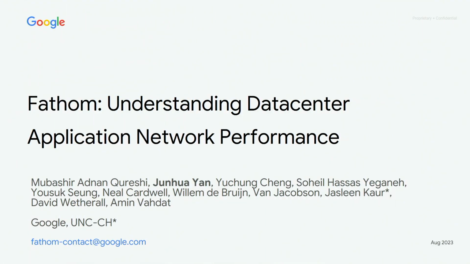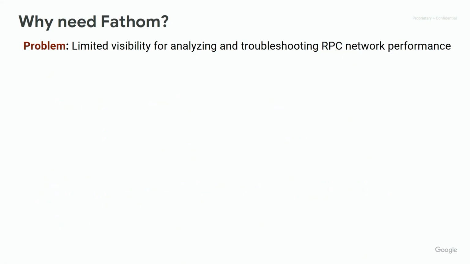OK. Let's talk about Google's network instrumentation system called Fathom, which is designed for understanding the network performance of data center applications. So why do we need Fathom? Well, most Google services use RPC. We've long grappled with a fundamental challenge, the lack of comprehensive visibility into RPC performance in network stacks. And this deficiency has made it challenging to analyze and troubleshoot RPC performance issues.